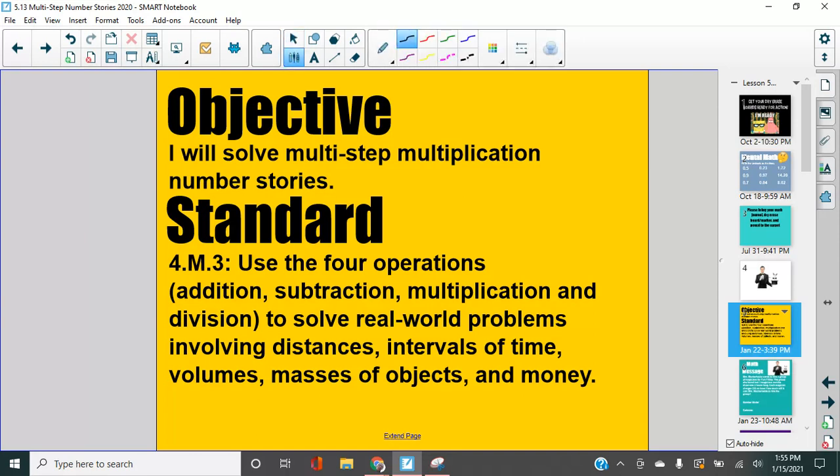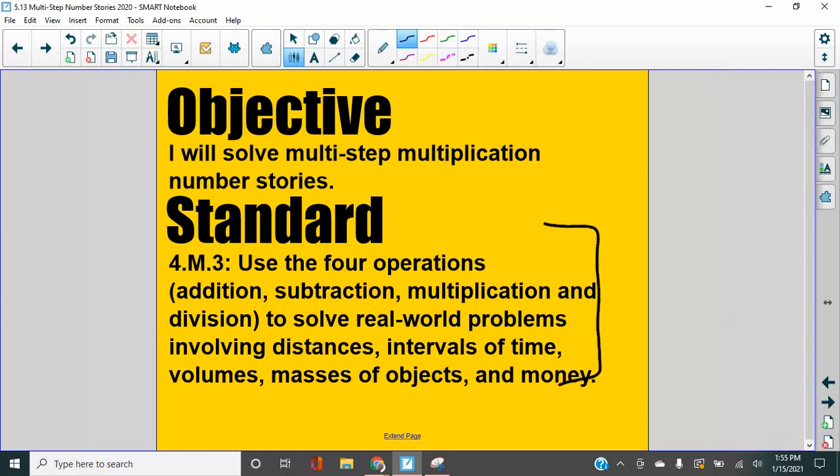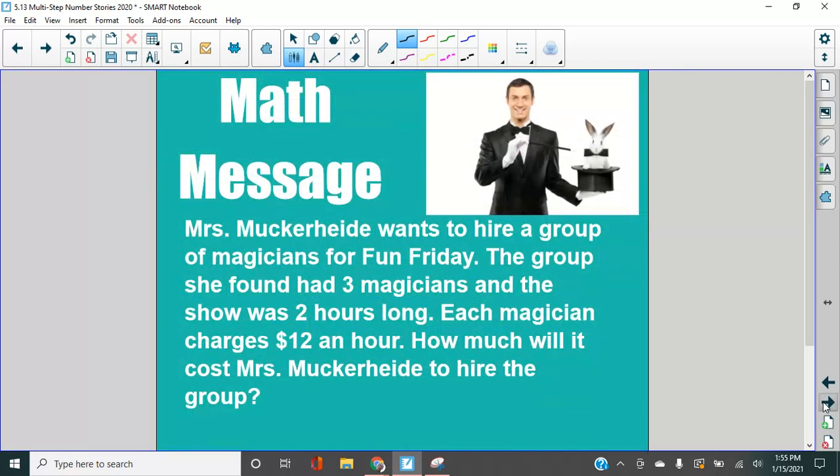And you can see this big standard down here, which talks about solving real world problems, because this is what we want to do with math. We want to be able to solve problems in our lives and in the real world and in our future jobs and all of those things. So look at this math message. Now, I just want you to take a listen here.